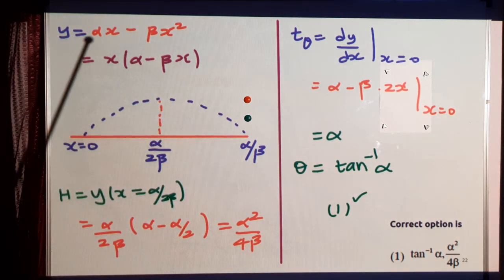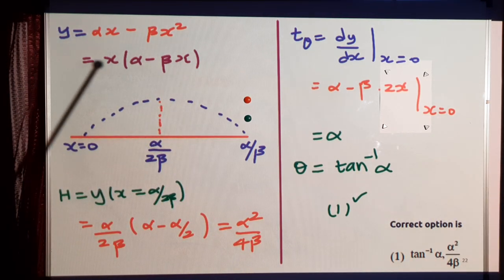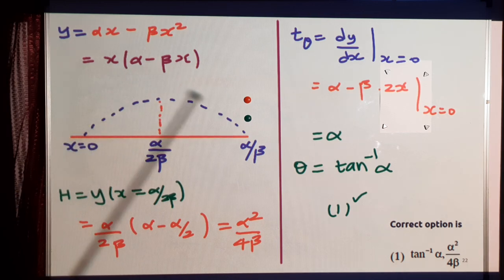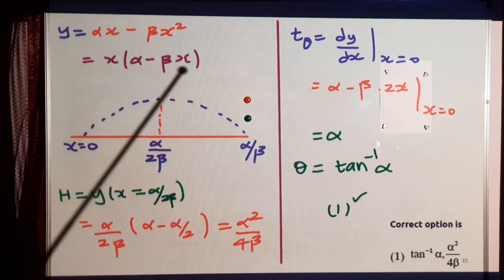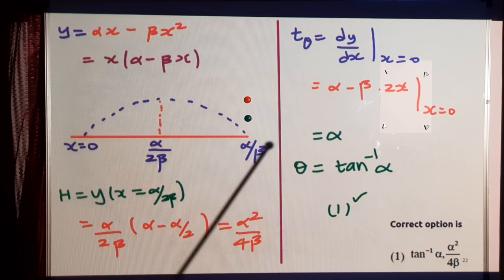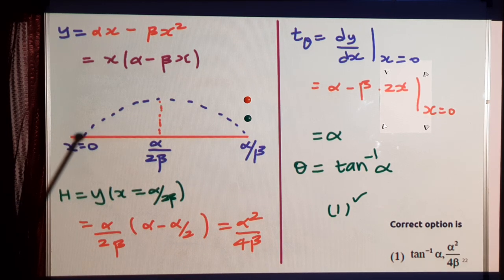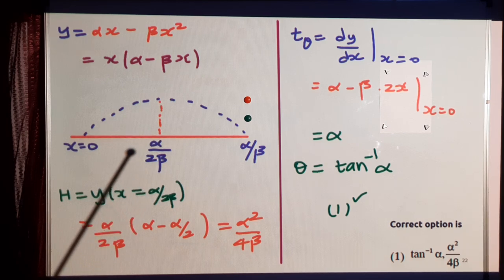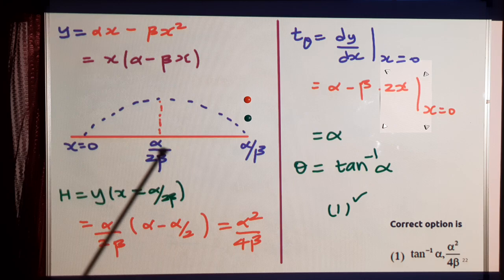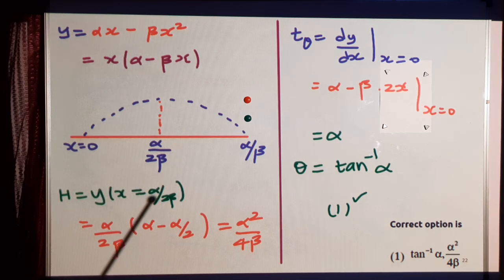So the trajectory is given like this: y equal to alpha x minus beta x square, which is the same as x into alpha minus beta x. So the trajectory looks like this. The roots are x equal to 0 and x equal to alpha by beta, where y is equal to 0, that is at the ground. So this is a parabola. It will attain a maximum at the middle point, which is half of alpha by beta. So the maximum height is the same as the y value at x equal to alpha by 2 beta. If you put alpha by 2 beta here, we get alpha square by 4 beta.